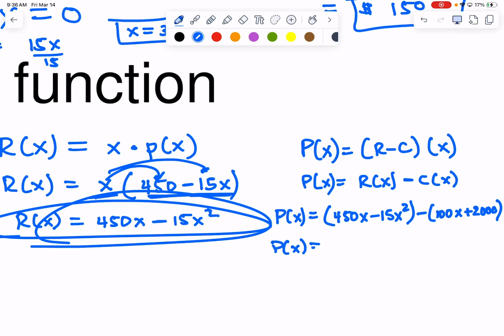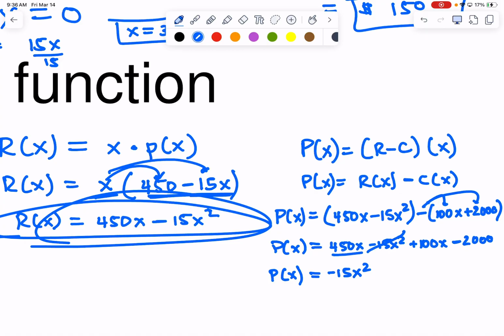P of X. All right, so now you simplify this because the direction said simplify. So what do you got to distribute? The negative. So you're going to have 450X minus 15X squared plus 100X, because I got to distribute that negative, minus 2,000. So my profit equation will be, and I'm going to put it in descending order. I'm going to go with the highest power first. What's the highest power? Negative 15X squared.